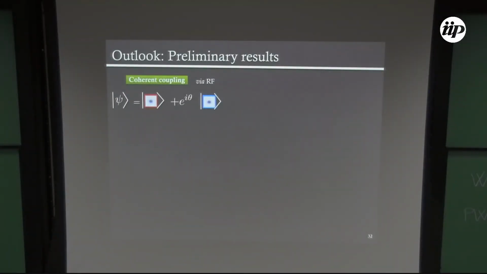And with this, I conclude. So this is what we have done so far at ICFO. Now we have upgraded our system, and now we are studying coherent coupling of these Bose-Bose mixtures.